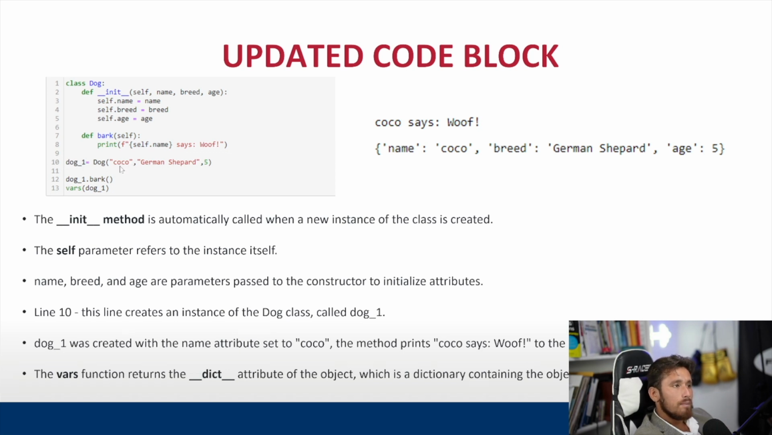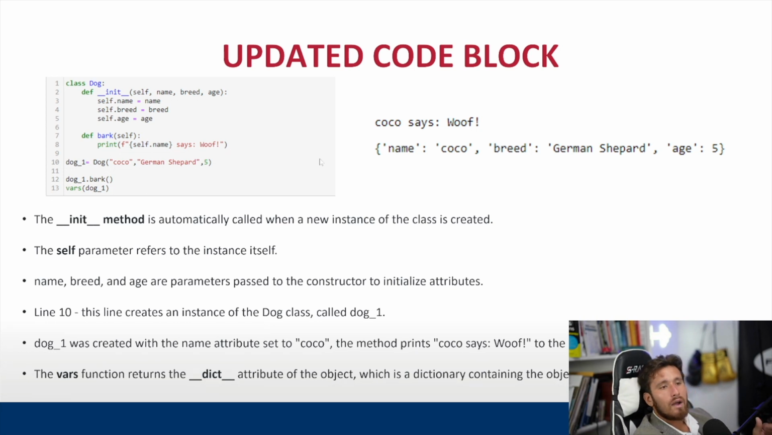And we're going to pass it the name of the dog, the German Shepherd as its breed, and the age of 5. So when we do dog1.bark, we're going to be calling that method from that object dog1, which is going to take it from the parent class of dog, and it's going to print Coco says woof.